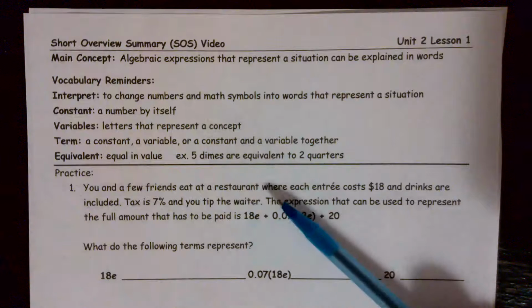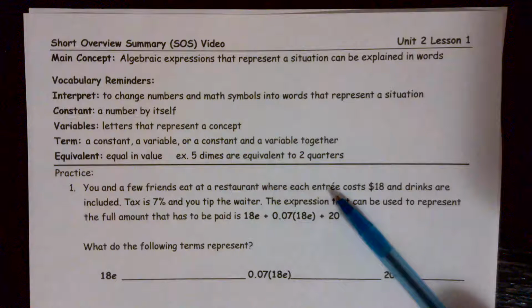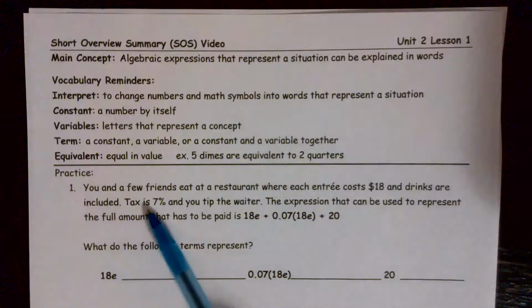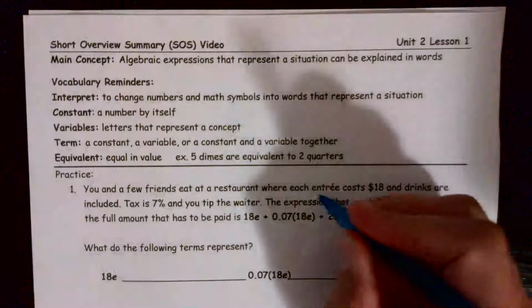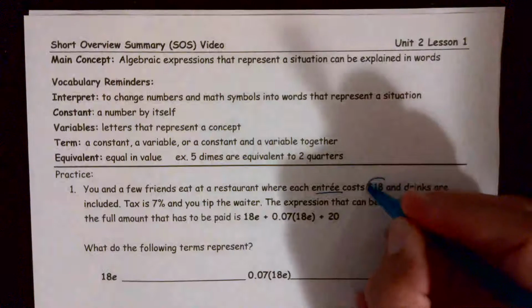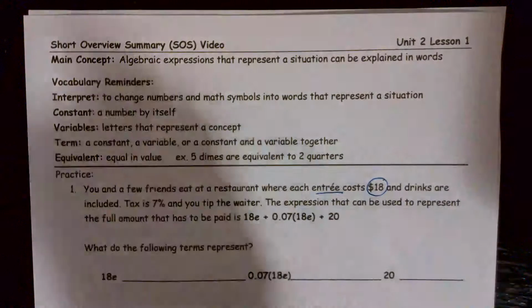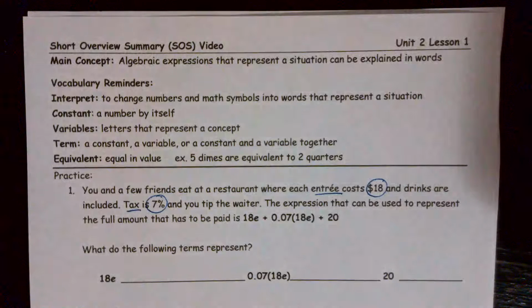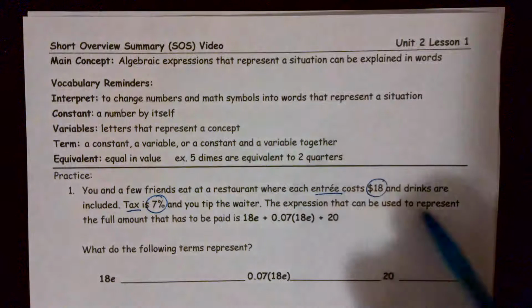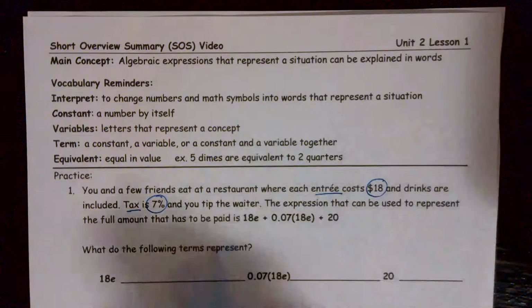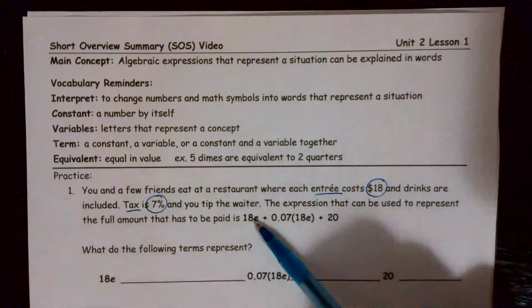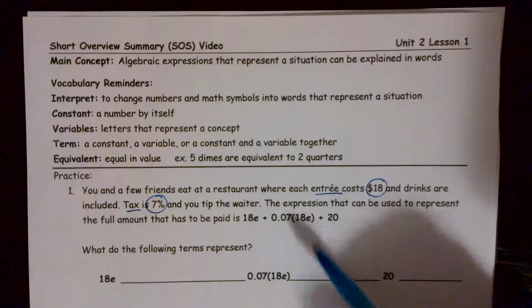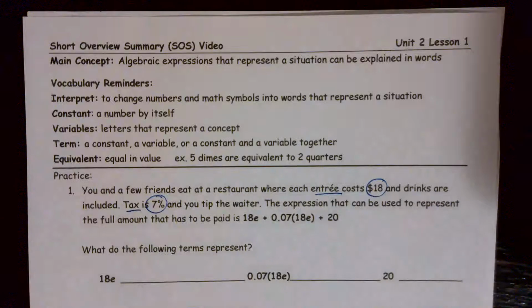You and a few friends eat at a restaurant where each entree costs $18 and drinks are included. Tax is 7%, so what we should do is each entree costs $18. The tax is 7%, and you tip the waiter. The expression that can be used to represent the full amount that has to be paid is 18e plus 0.07, or 7 hundredths, times 18e plus 20.